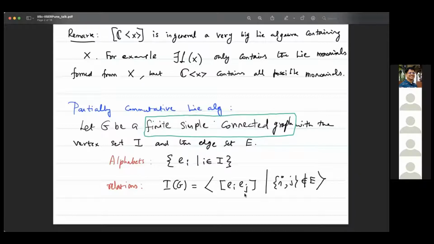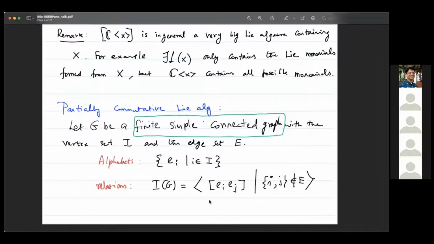You take the Lie product [e_i, e_j] to be 0 if i and j are not connected in the original graph G. Whenever this Lie product is 0, we say that e_i and e_j commute. Using that language, you let e_i and e_j commute if there is no edge between i and j. That is the relation, and those are all the relations that I'm going modulo. So then it's clear what the partially commutative Lie algebra is that I'm interested in.